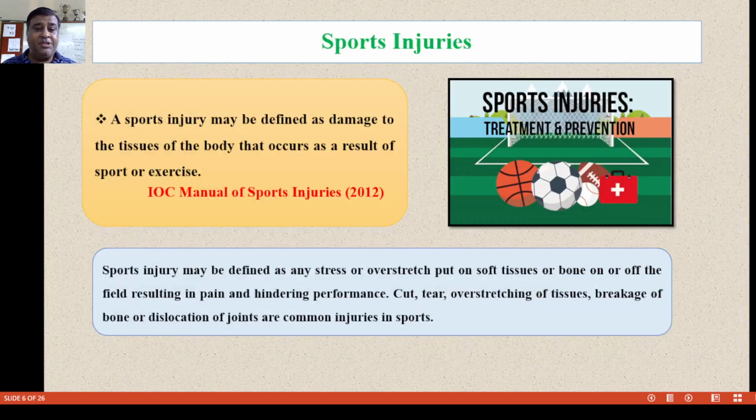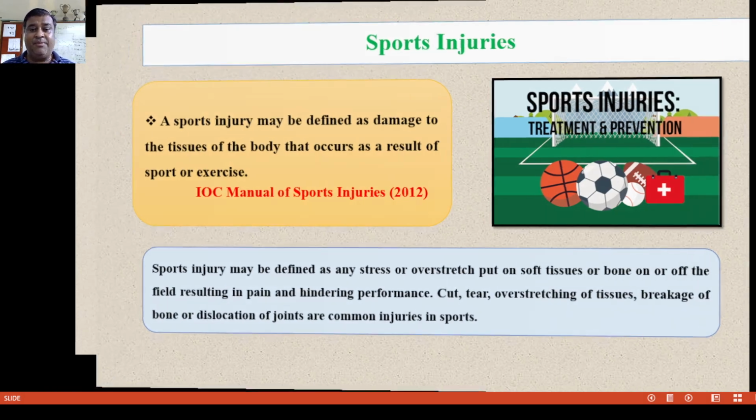What are sports injuries? In the IOC manual of sports injuries 2012, it is recommended that sports injuries can be defined as damage to the tissues of the body. It can occur during exercise or sports competitions. Sports injuries can be defined as any type of stress or overstretch of the tissues, bones, ligaments during play, resulting in pain or hindering performance, meaning it declines performance. It might be a cut, tear, overstretch of the tissues, breaking of the bones or dislocation of the joints, which are common injuries in sports. We'll discuss one by one.